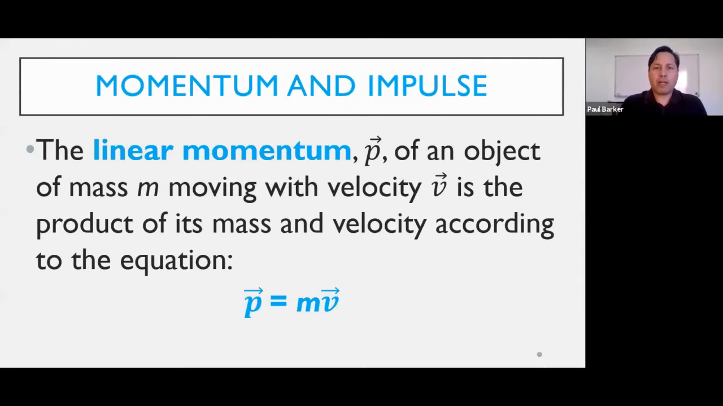So, momentum and impulse. The linear momentum, whose symbol is p, of an object of mass m moving with a velocity v is the product of its mass and velocity, according to that equation. So you just have to multiply the mass and the velocity of the object, and that will give you the momentum.